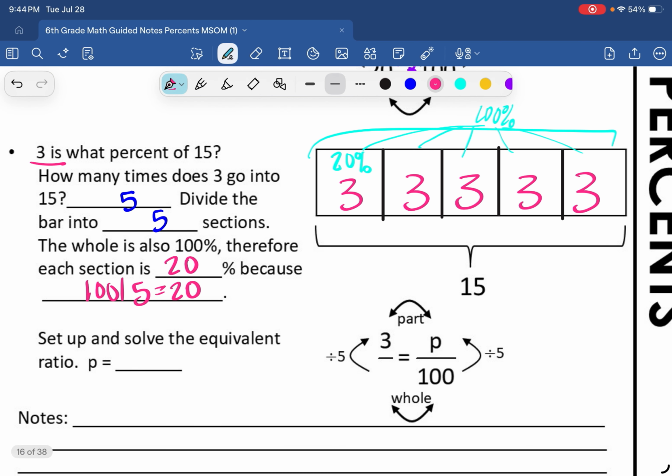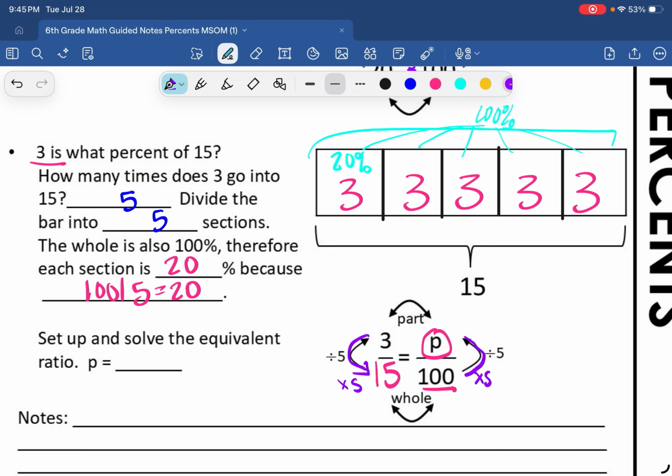Set up and solve the equivalent ratio. So my part to whole is 3 to 15, and I don't know my percent, but it will always be out of 100. Looking for multiplicative factors, I notice that 3 times 5 is 15, so P, my percent, times 5 will be 100.